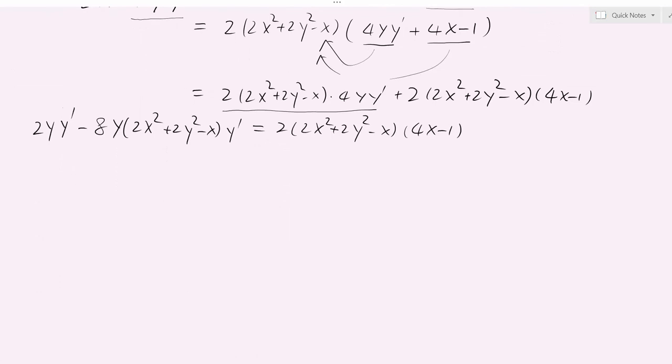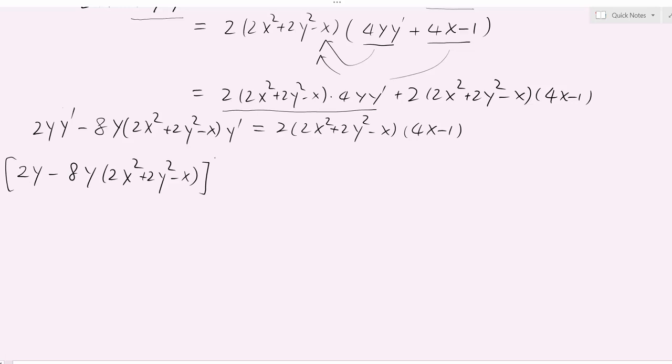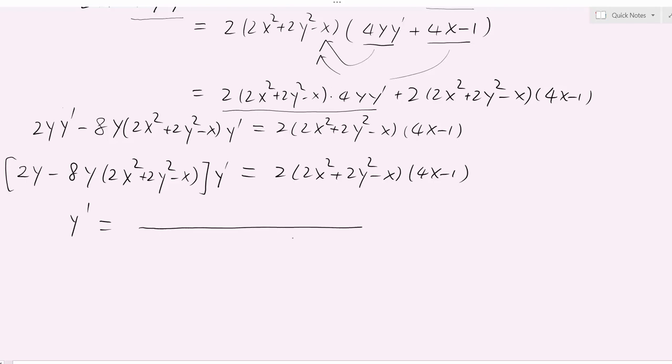So we are trying to get y prime, and then we have 2y minus 8y times (2x squared plus 2y squared minus x), and we put them in a pair of brackets, and then we have y prime is equal to twice (2x squared plus 2y squared minus x) and (4x minus 1). Now we can solve for y prime, and that's going to be a big fraction, but that's okay.